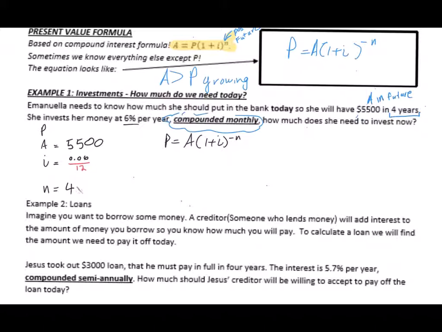But then we have to times it by the compounding number. In this case, it's 12, which is equal to 48. And now we just do our substitution directly in. And we end up with this.